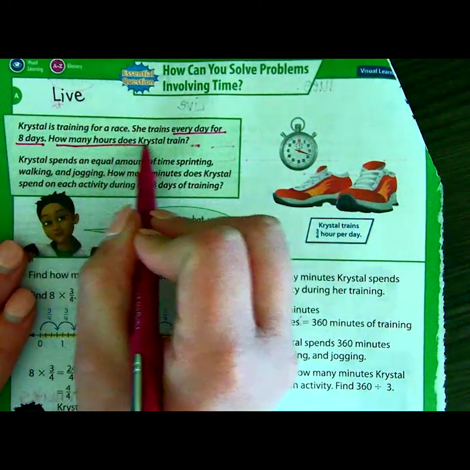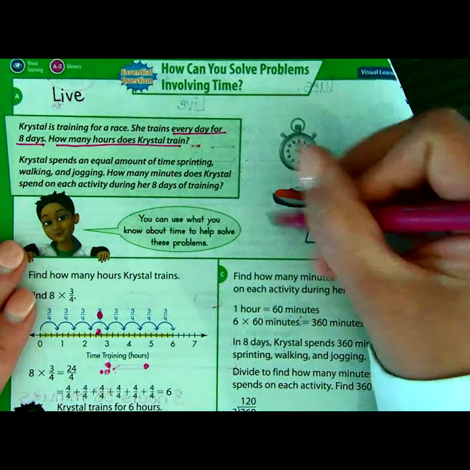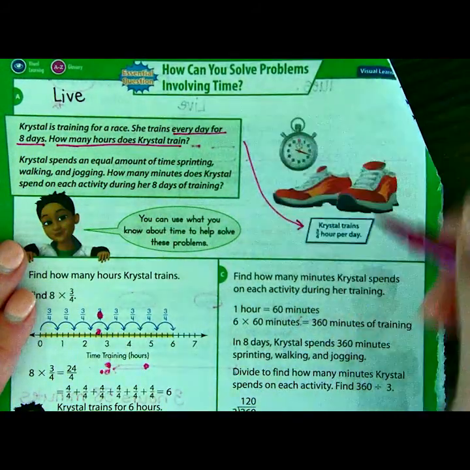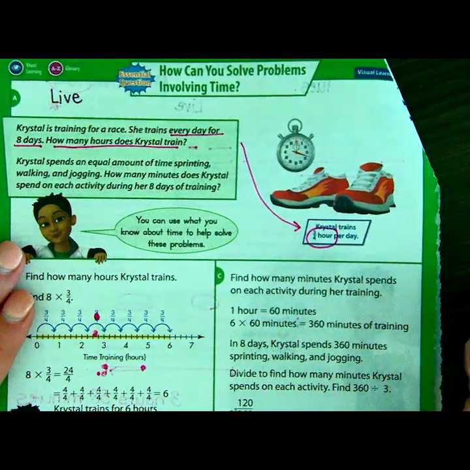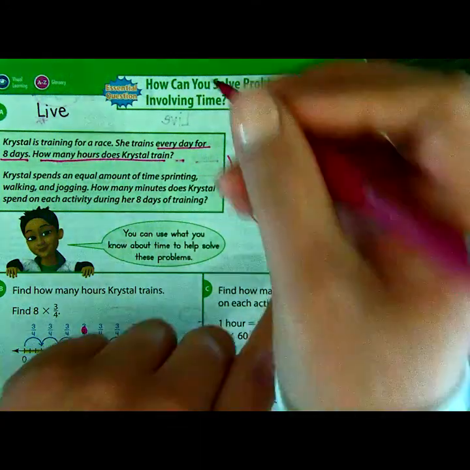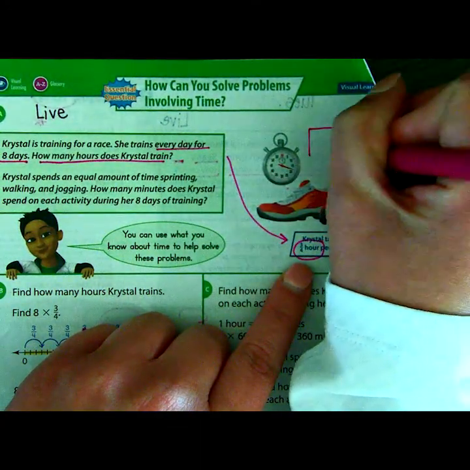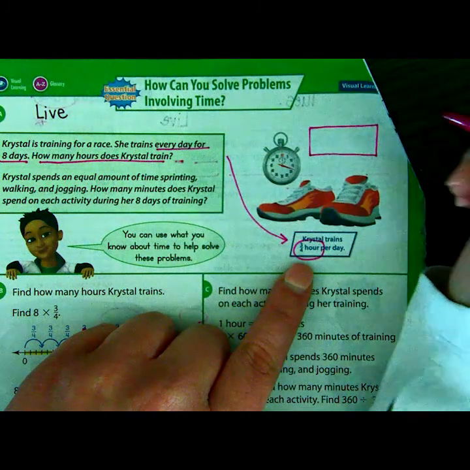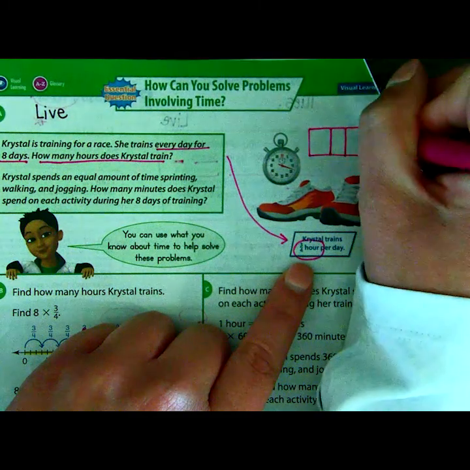Now let's look. Here's what she trains per day. She trains 3/4 of an hour. Now, I also like to just pause before I get started, and I like to think to myself, okay, 3/4 of an hour. What would that indicate?